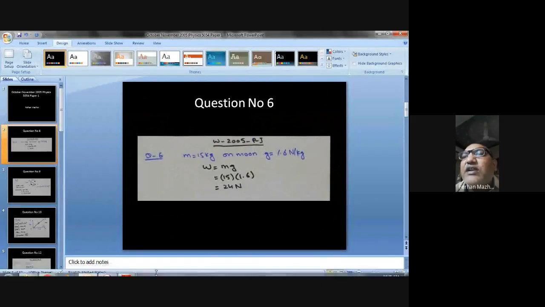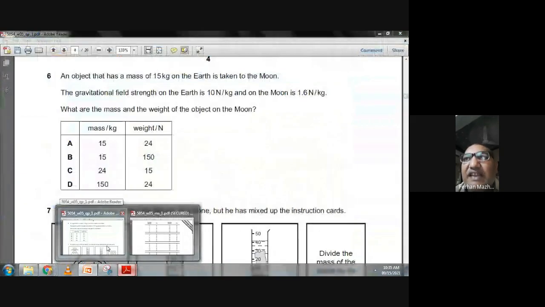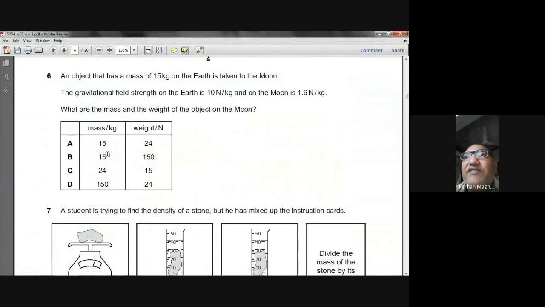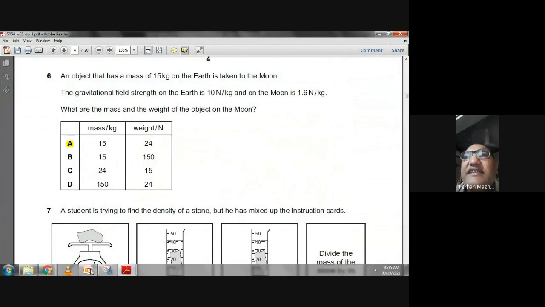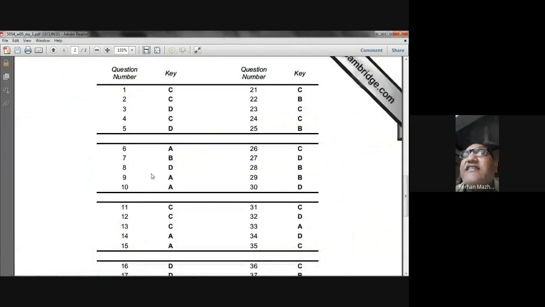So let's check what the options are. The mass will be 15 kg and the weight will be 24 newtons. So I think A is the choice. Question number 6, A is the right choice, sir.